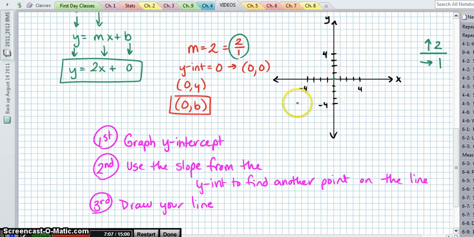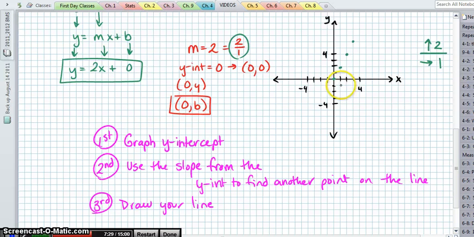Be careful with your axes. If you're counting by ones, you can easily count the boxes. I can go up 2 boxes, 1, 2, over 1, and there's my point. Then from this point, I can use the slope again, up 2 over 1, because slopes of lines are constant. I can go up 2 over 1. This works because I'm counting by ones.